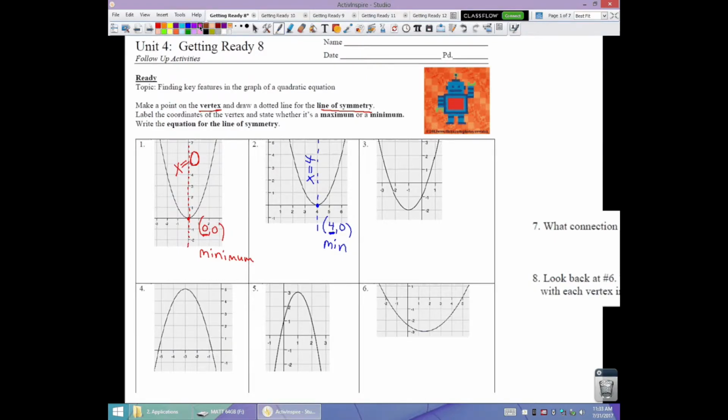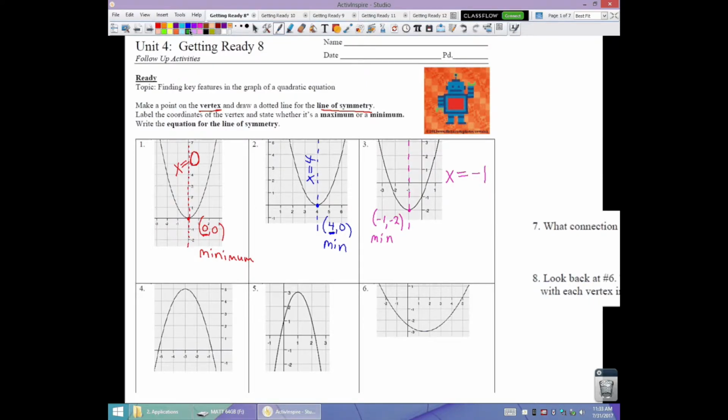Number 3, point on the vertex, dashed line for line of symmetry. Coordinates of the vertex, this time (-1, -2). The parabola, for a third time in a row, is open up, so we have a minimum. And then the equation for the line of symmetry is x equals, this time it's going through the -1, x equals -1.